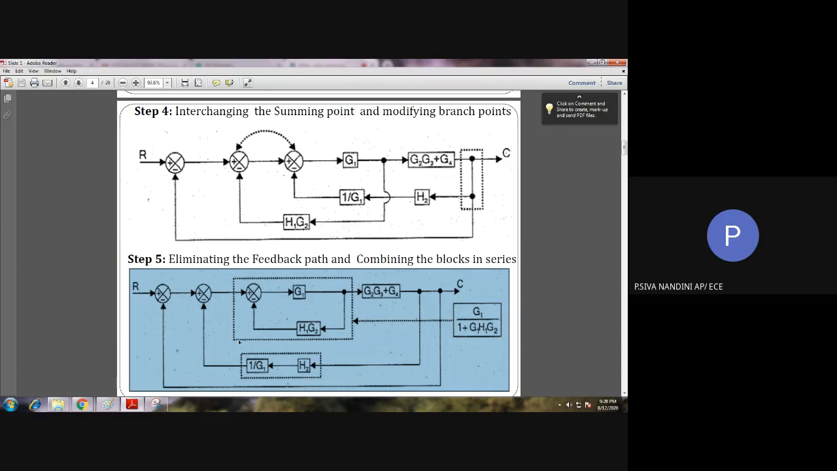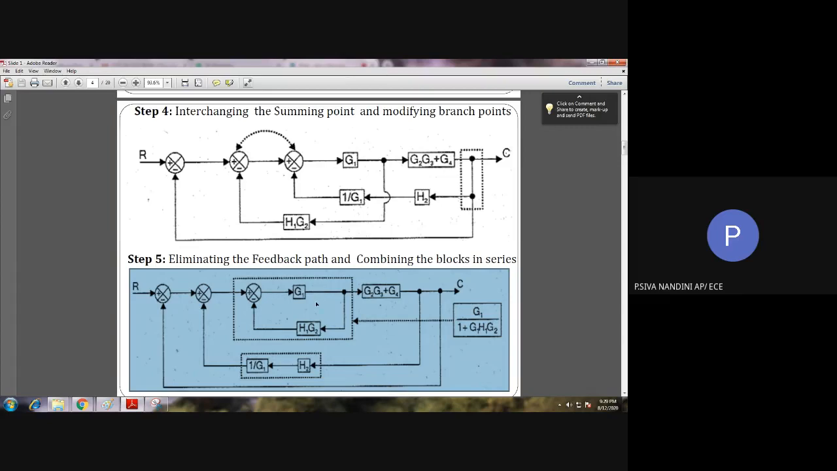After interchanging the summing point, if you see here, we are having a feedback loop. It is a negative feedback loop. Then we can reduce this negative feedback loop. See here how we are reducing this negative feedback loop. As per the rule, the formula for negative feedback loop is G by 1 plus GH.